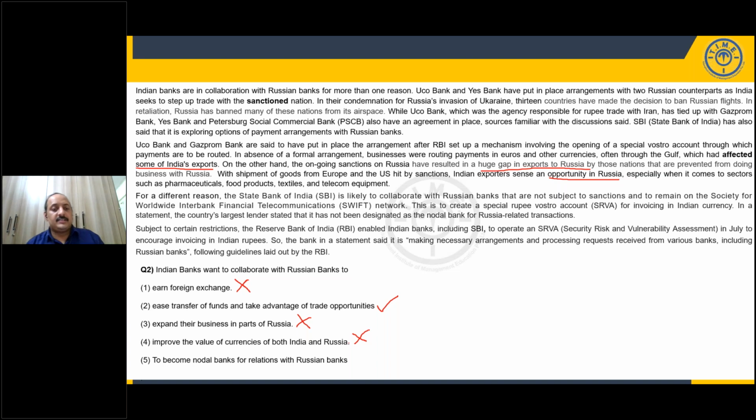To become nodal banks for relations with Russian banks? No, they have very clearly said that they have not been designated as the nodal bank for the Russian related transactions. So 5 is contradictory in nature. Hence my answer has to be option number 2. That these collaborations are basically happening so that transfer of funds can be easier and they can take advantage of the trade opportunities. Option number 2. So if we see, this was a straightforward data question, I could get it straight from the passage.